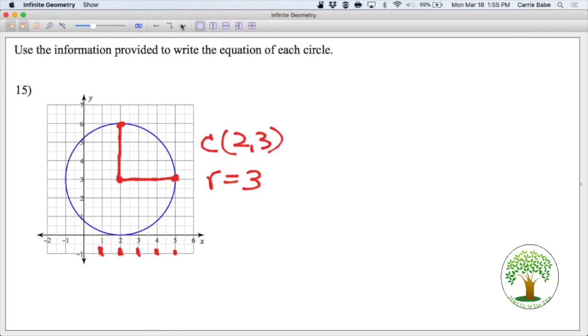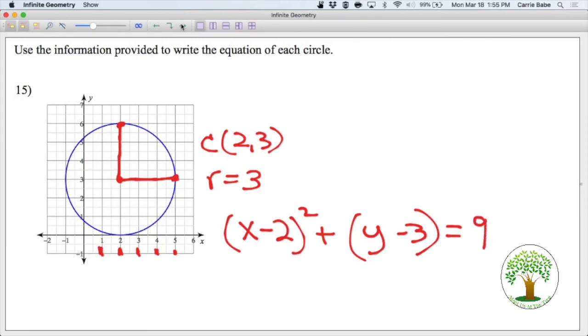So now that we know that, what's our equation? X minus 2 squared plus y minus 3 squared equals 9. Please confirm that that is true. I think I saw somebody shaking their head. You agree? Okay. I agree.